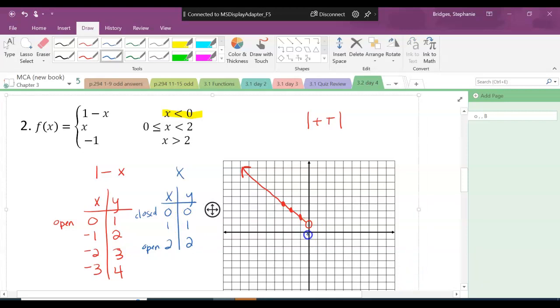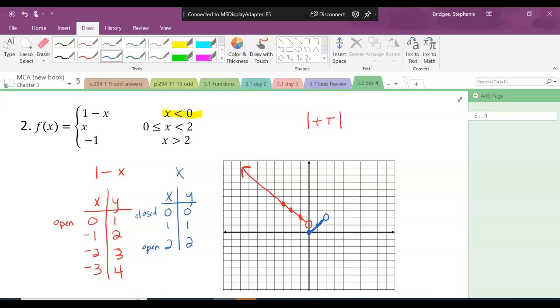So we are closed at 0, 0, 1, 1, and then at 2, 2 we are open. Do I go past these points and put arrows? No. Okay, it's in between two values, so I just connect those and leave it alone. Making a little bit of sense, sort of, somewhat? All right, try that third one.